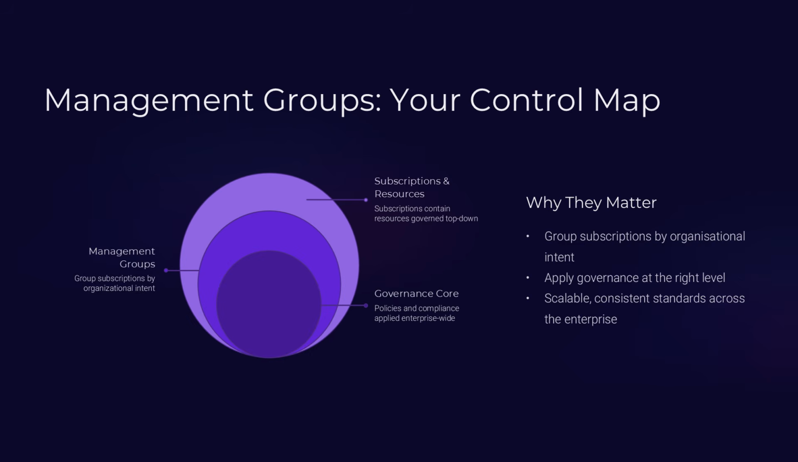governance. With foundations set, you start with management groups because they are your map of control. Management groups let you group subscriptions into a hierarchy that reflects organizational intent and risk boundaries. This allows you to apply governance and access control at the right level rather than negotiating rules subscription by subscription. When leaders ask how you will ensure consistency across the enterprise, management groups are a major part of your answer because they give you a scalable way to apply standards.